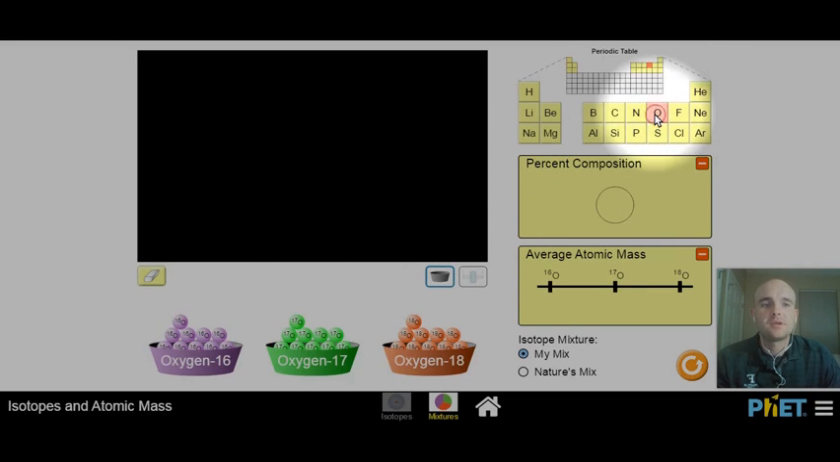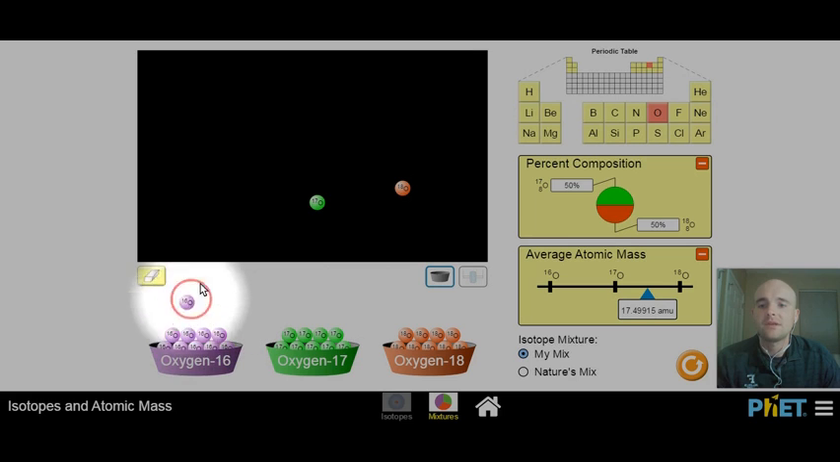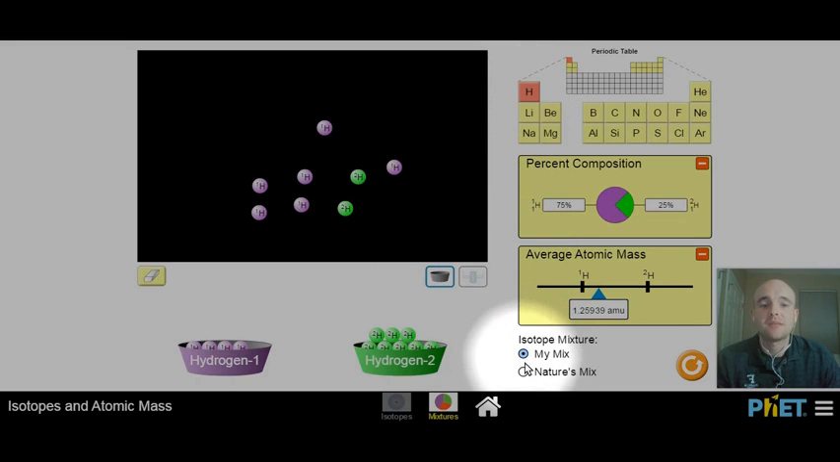So you can move around with these. Sometimes with oxygen, you'll have 3 different isotopes that are available. But let me stress to you, this is just my mixture.